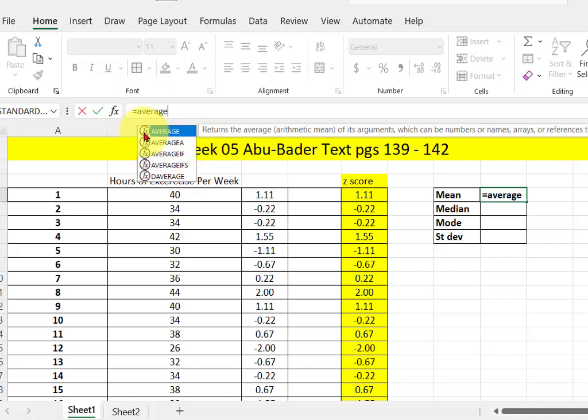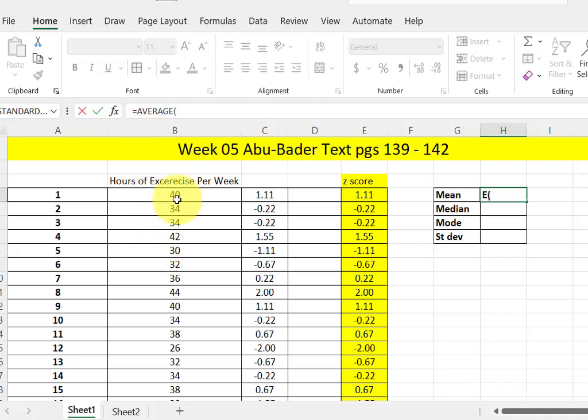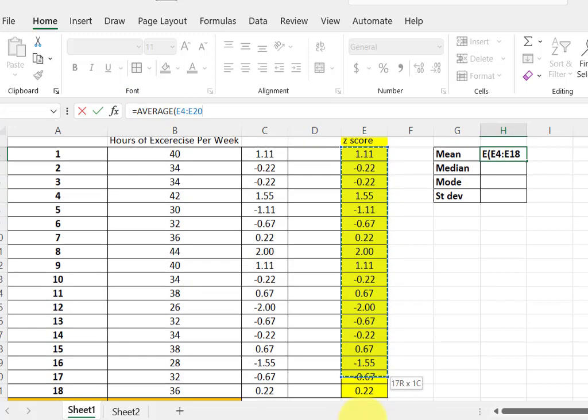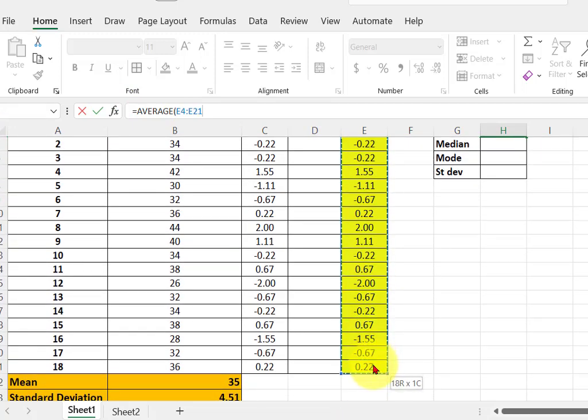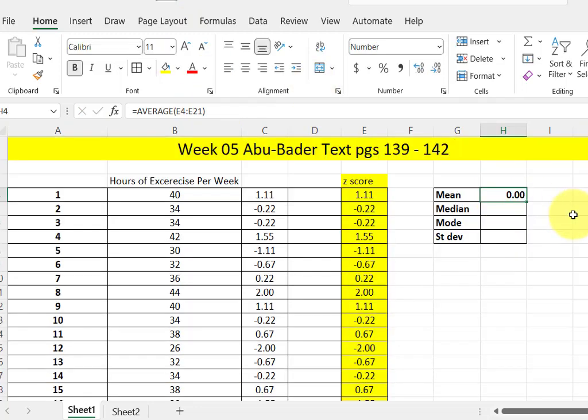Click on the little f of x, not the word, but the f of x. That's the function of average. And it says, okay, it's taking the average of what? You're going to highlight your data set. And this time it's just the z-scores. And you don't have to put a parentheses in there, usually, and you just hit enter. So the mean.